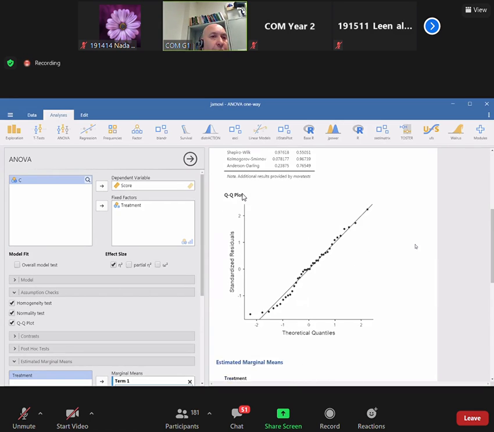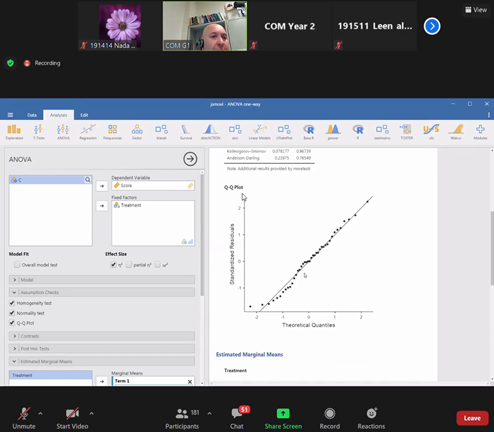It's a QQ plot, which tells us how the individual points differ from where we would expect them to be according to the model, which is the four different means. They should be close to this straight line, and they are. It's pretty good.